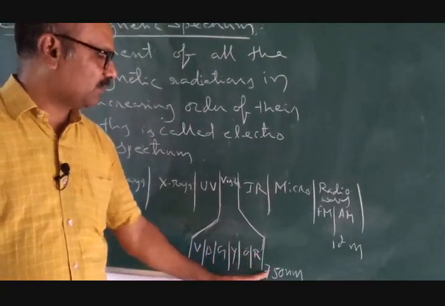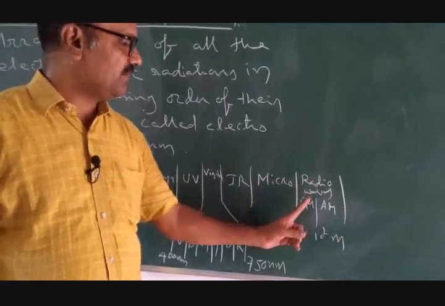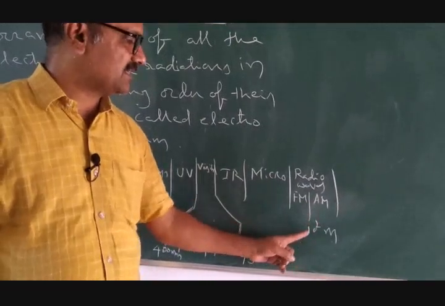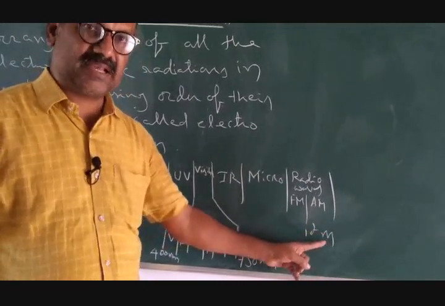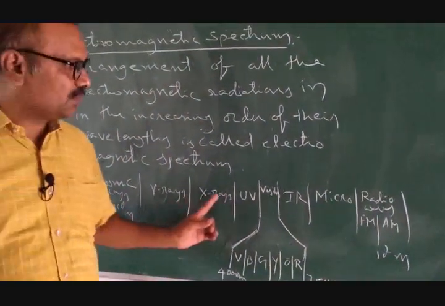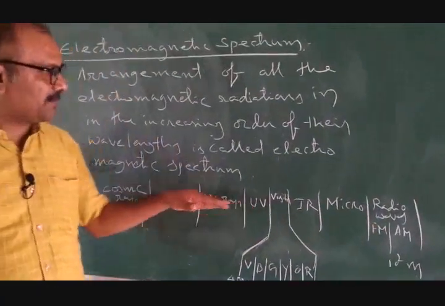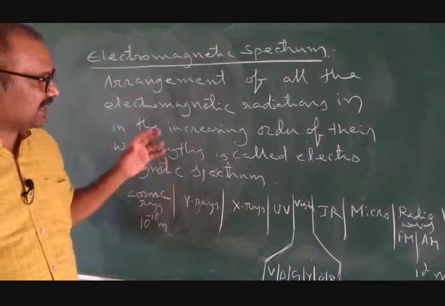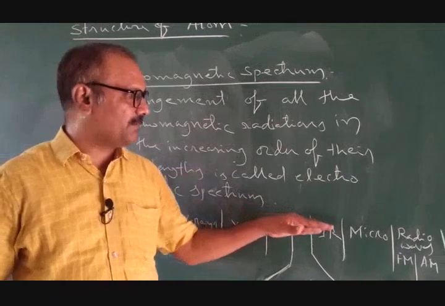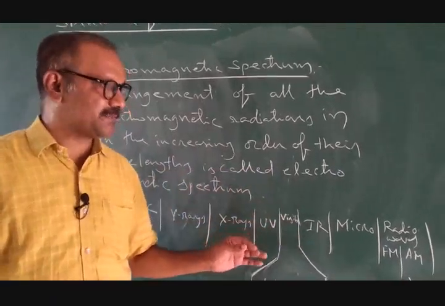This is less energy and more wavelength. Next, infrared, microwaves, radio waves, FM and AM. These radiations' wavelength is almost 10 to the power of 2 meters. That means the wavelength gradually increases from cosmic rays to radio waves. The arrangement of various electromagnetic radiations in the increasing order of their wavelengths is called the electromagnetic spectrum.